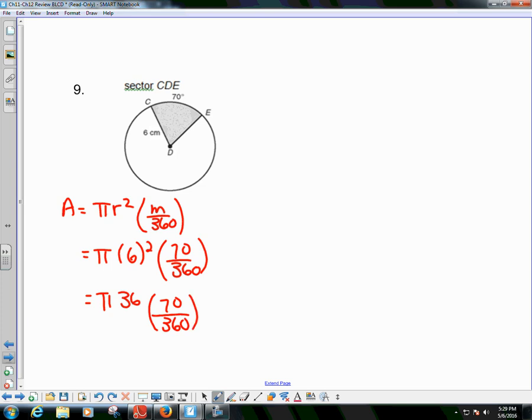I recognize that 36 divides into 360 10 times. So I'm going to cross that out and say this. I recognize that 70 divided by 10 is 7. So I'm going to do that division. So my final answer is 7 pi centimeters. And this is an area, so it's squared. We did talk about having these answers done in terms of pi or rounded to the nearest hundredth.